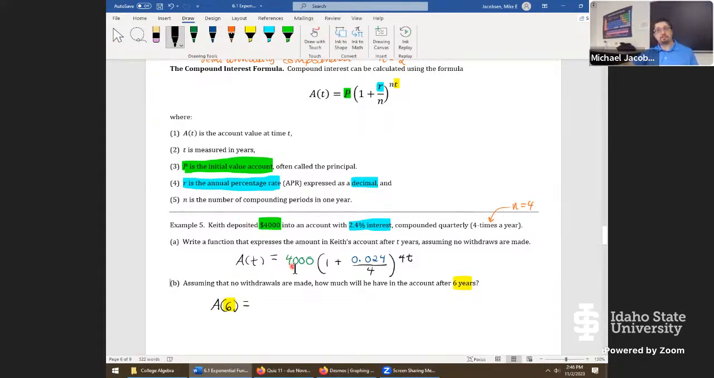equals, we could probably just drop color coding at this point since we have the function in the right format. 4,000 goes here, 1 plus 0.024 divide by 4. Then up in the exponent position, it's 4 times 6, or if you put in 24, that'd be just fine as well. So this is the exact amount of money that Keith has. It's the right answer. And I would give essentially all of the credit if this is on your paper. I would only take off a half a point if we got the wrong answer in the calculator.